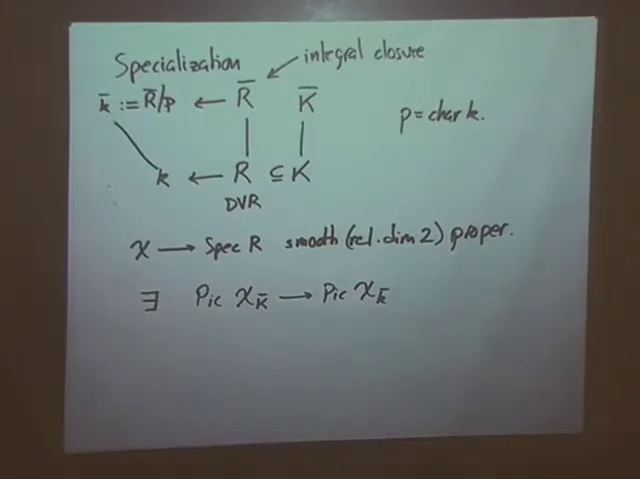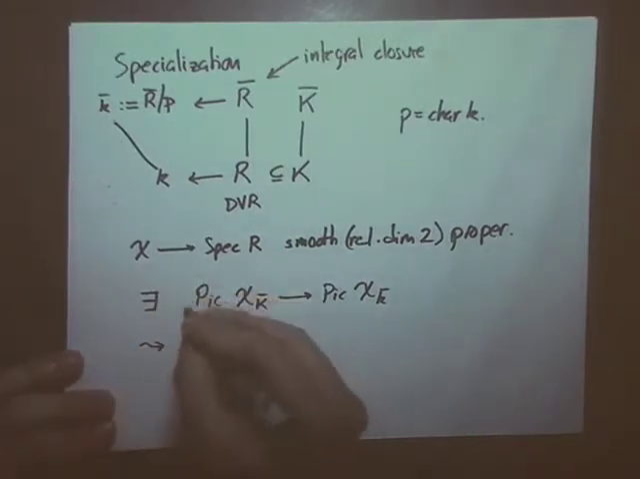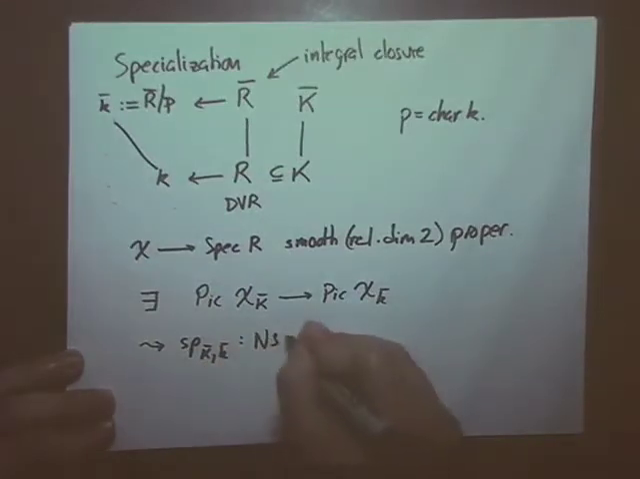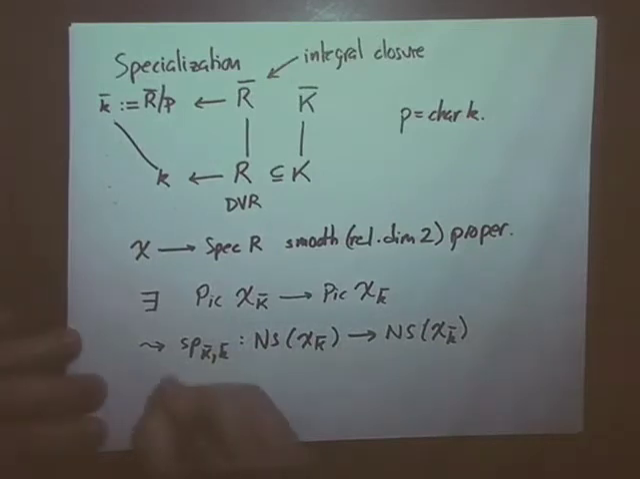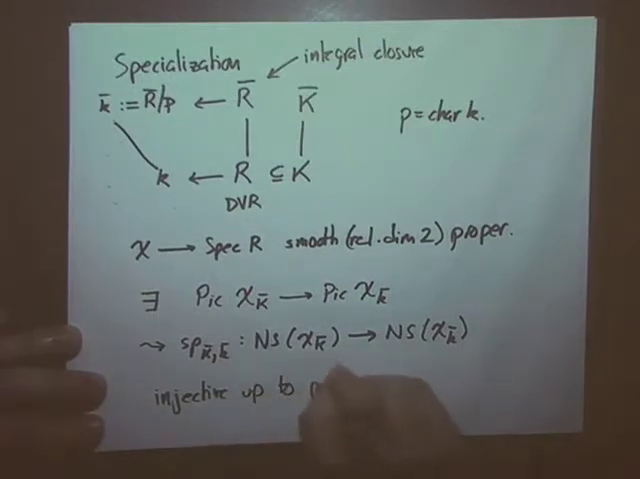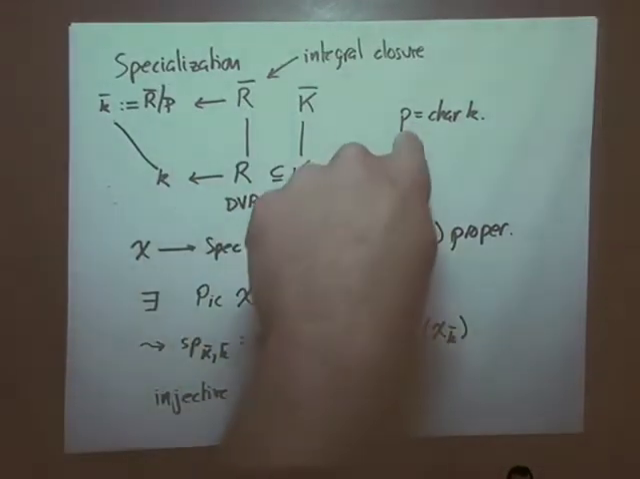Okay, and in this level of generality, I've not really assumed that my X is a K3 surface or something like this, but you can still, even now, use this to produce a specialization map that'll go from Néron-Severi of the X K bar to Néron-Severi of X little k bar. Okay, and I should say, this map in general is actually injective up to the P torsion.